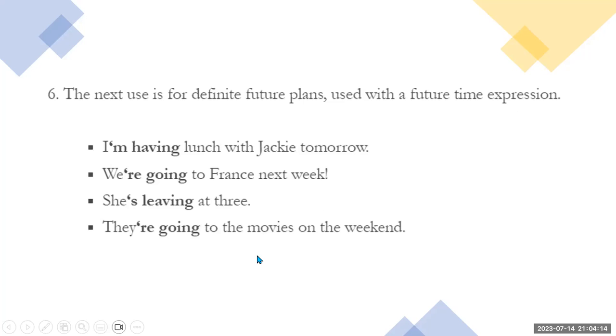Okay, number six. The next use is for definite future plans used with a future time expression. For example, somebody says, I'm having lunch with Jackie tomorrow. Please. I'm having lunch with Jackie tomorrow. Estamos usando el progresivo, ¿en qué tiempo ahí? Para planes futuros. Okay. The second one, we are going to France next week. Next one says she's leaving at 3. And the last one, they're going to the movies on the weekend.